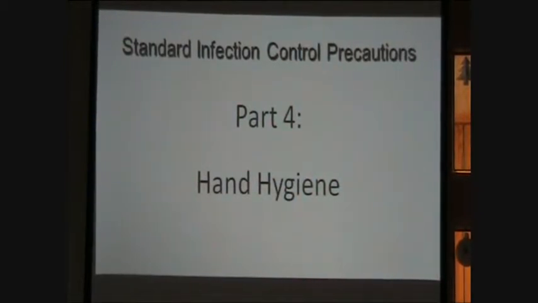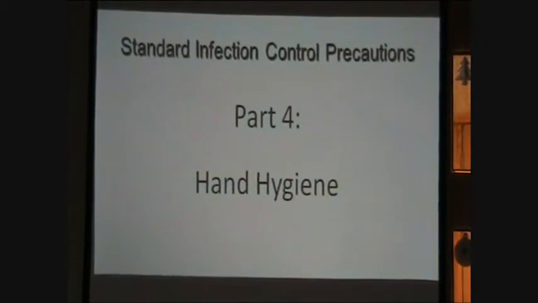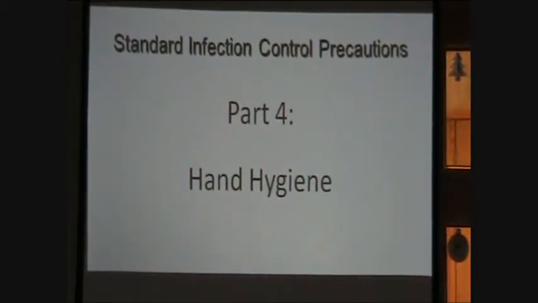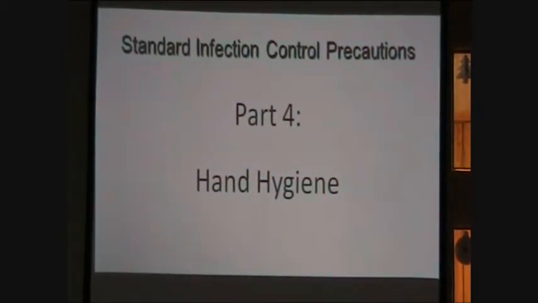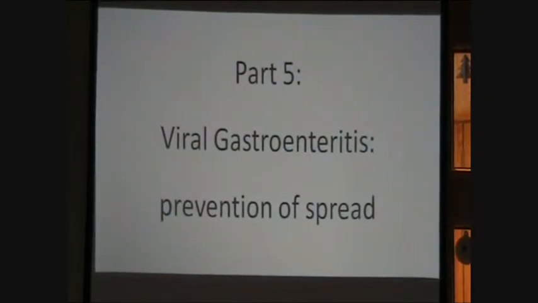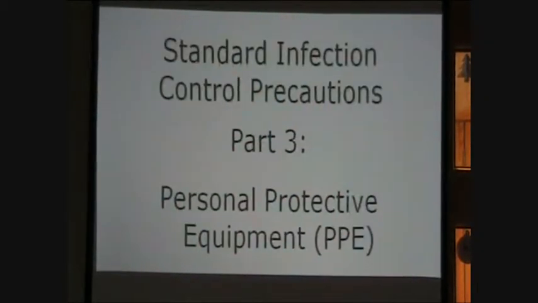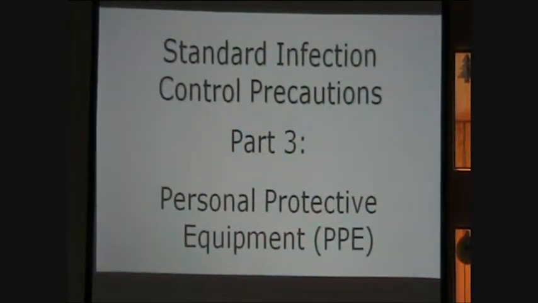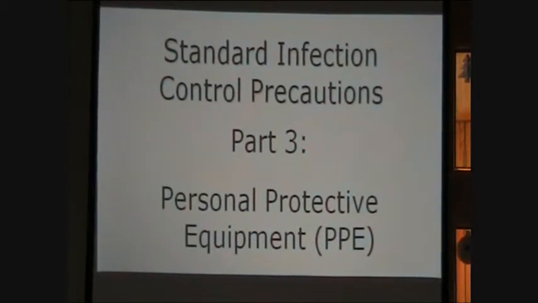Standard infection control precautions should be applied in all healthcare settings to reduce the risk of infections to patients, residents and staff. The fifth focuses on the key principles for reducing the spread of viral gastroenteritis in care home settings. This is the third presentation in the series and focuses on the use of personal protective equipment as a means of protecting people from getting infection.